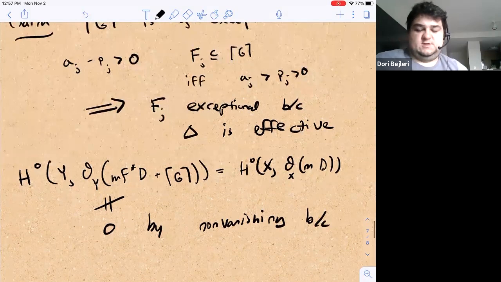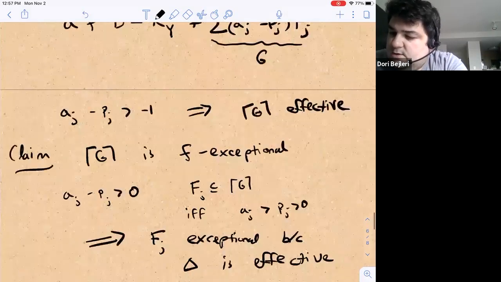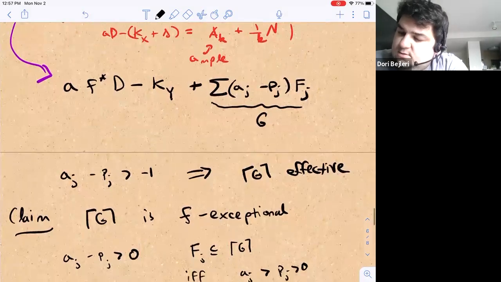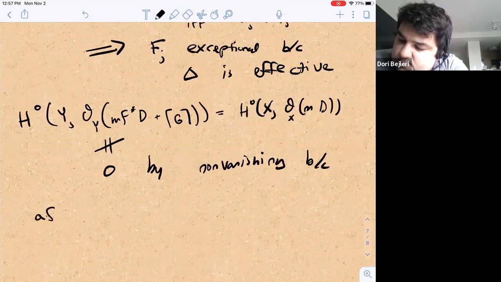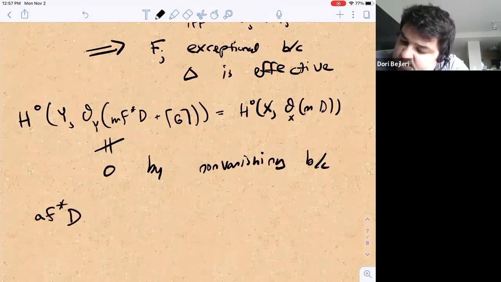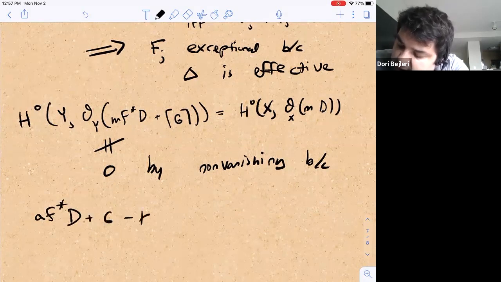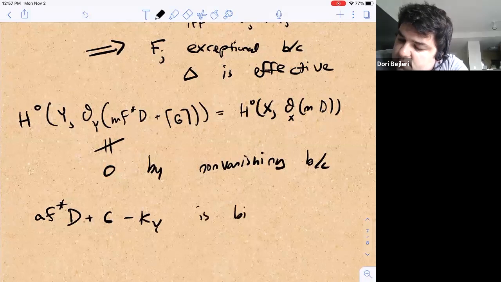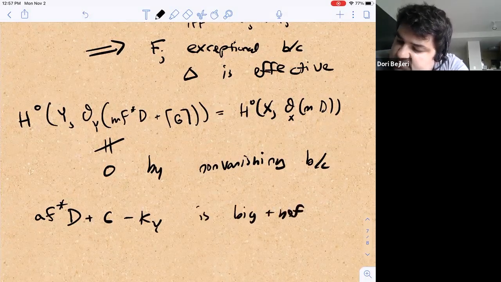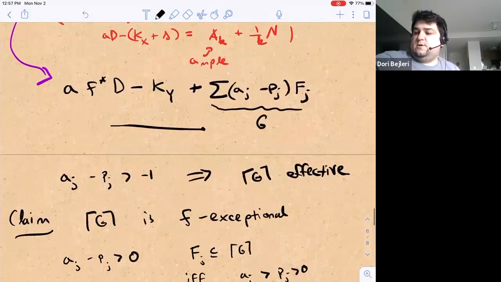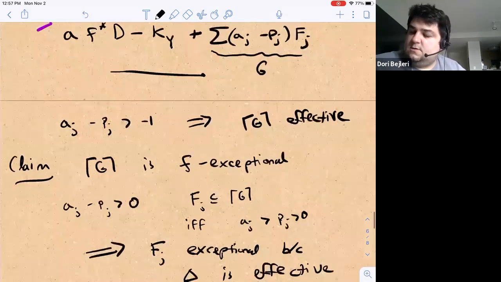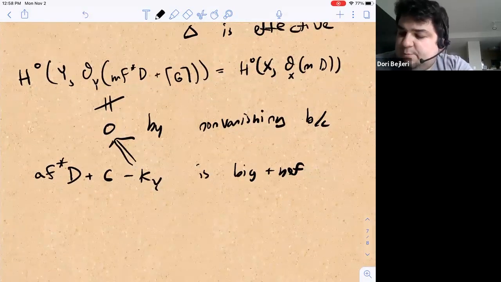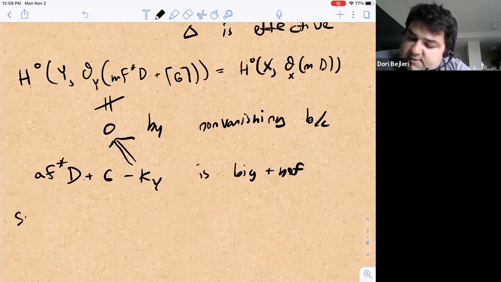because well, what were the exact assumptions we needed? It's exactly what we had here. So I'm just going to move that down. It's exactly what we had there. That AF upper star D plus G minus KY is big enough. That's exactly the assumption for the non-vanishing theorem, and that's true because in fact it's ample. It's not just big enough. We chose everything, so it's ample. Okay, so that's step one, assuming non-vanishing. So now step two.